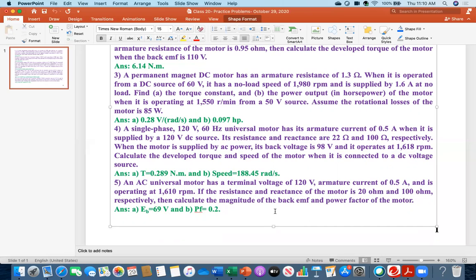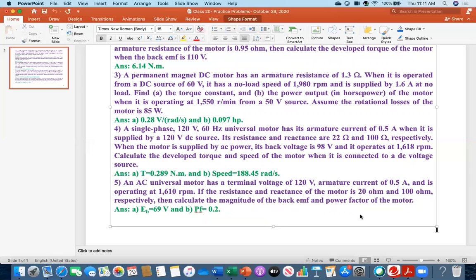First of all, write down that back voltage EB is VT minus IA multiplied by the impedance. Impedance is RA plus jX, because it is an AC universal motor, so now you have to take the reactance into account as well. So this means VT minus IA multiplied by RA plus jX. IA is the same, 0.5, and VT is 120 volt.